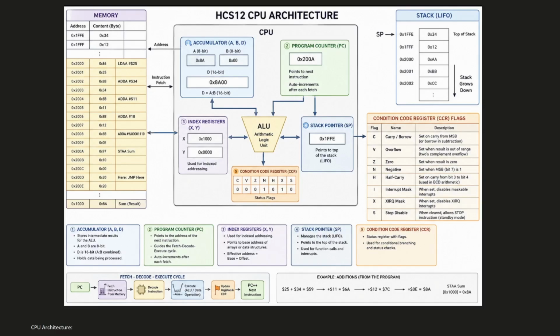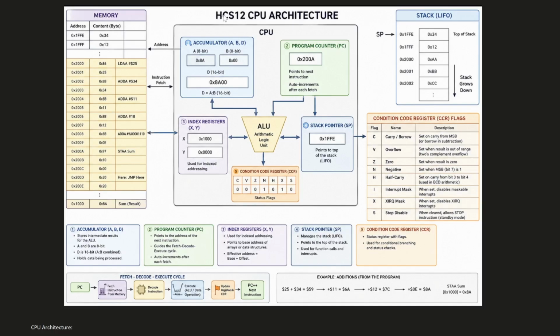Hello everyone. In today's tutorial, we're going to break down the HCS12 CPU architecture, register by register, flag by flag, and instruction by instruction. So in this diagram here that I put together, we've got the CPU with its registers, the memory map, and the condition code register with all its flags. By the end of this video, you'll understand exactly what each part does. So let's start on top.